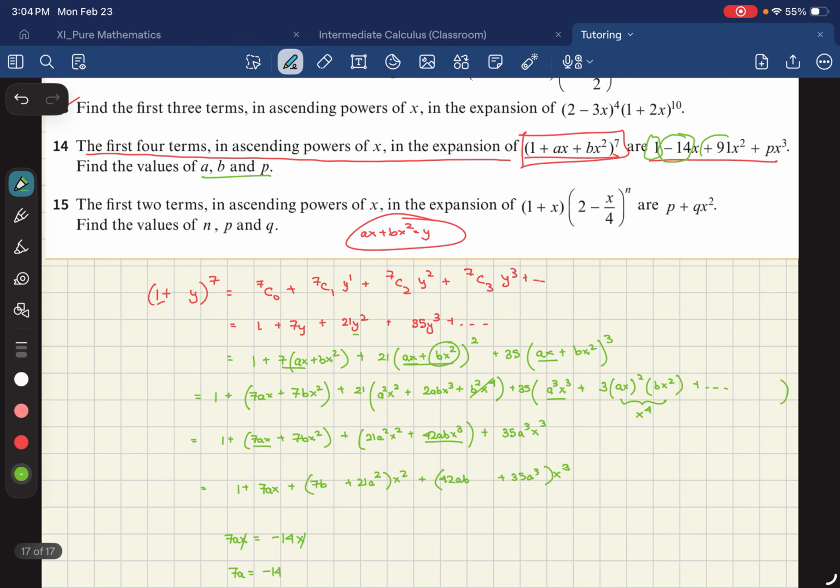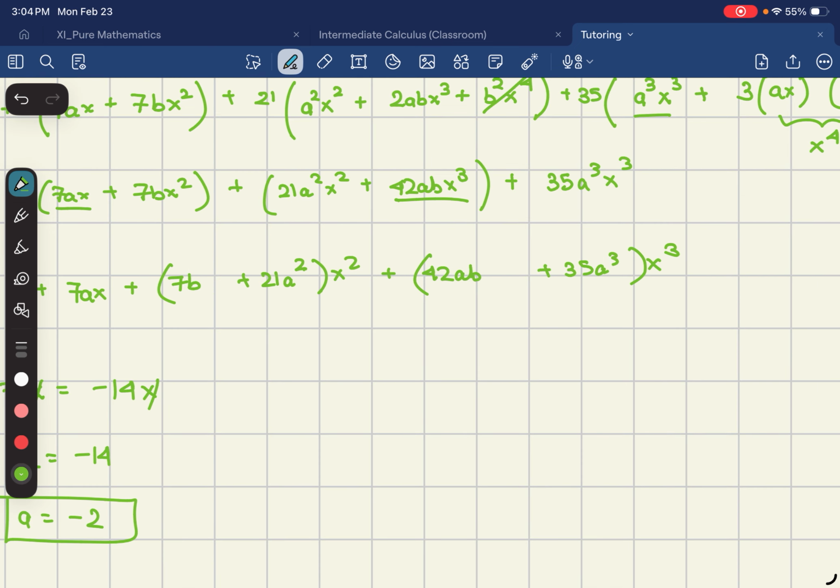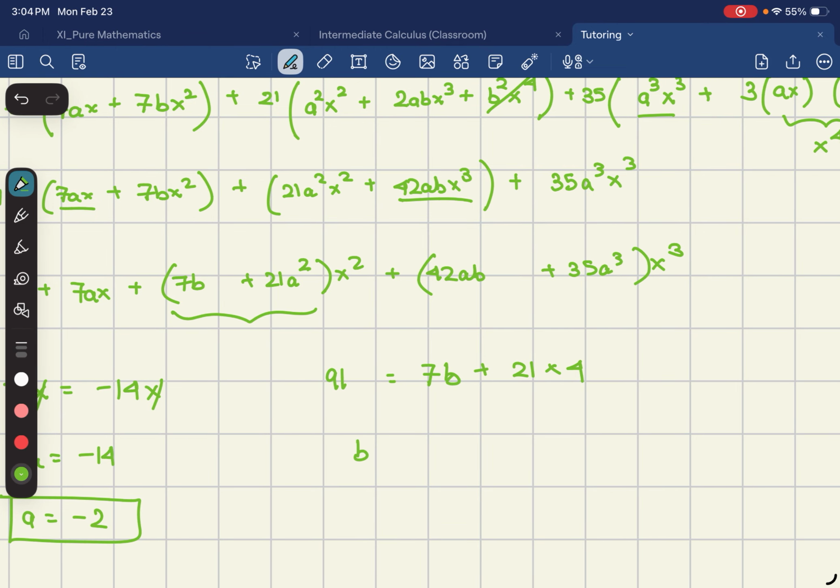And from the third part, I see that 91x squared has to equal to this thing, right? Or you can just compare the coefficient and say that 91 is equal to 7b plus 21a squared. Negative 2 squared is 4. So if I simplify this, 91 minus 21 times 4 gives me 7. So 7b is 7, b is going to be 1.